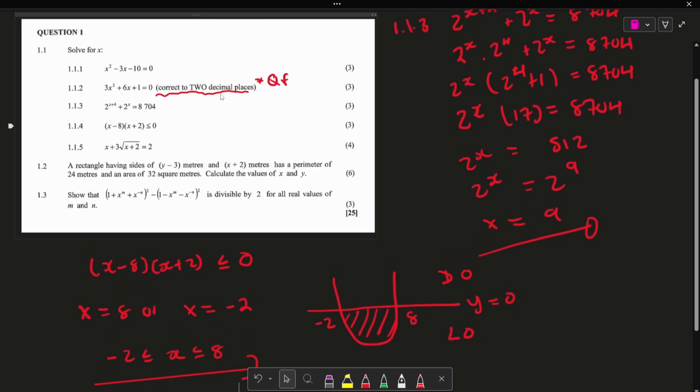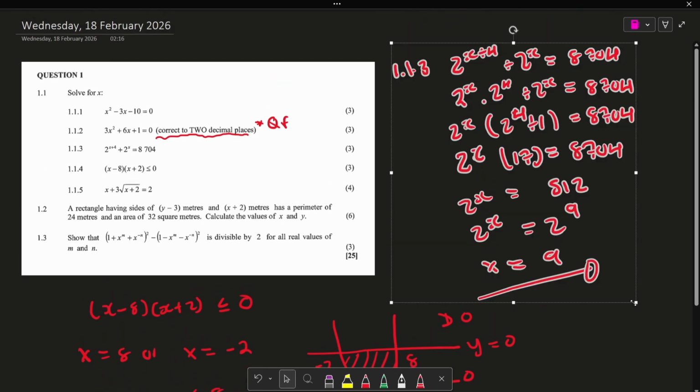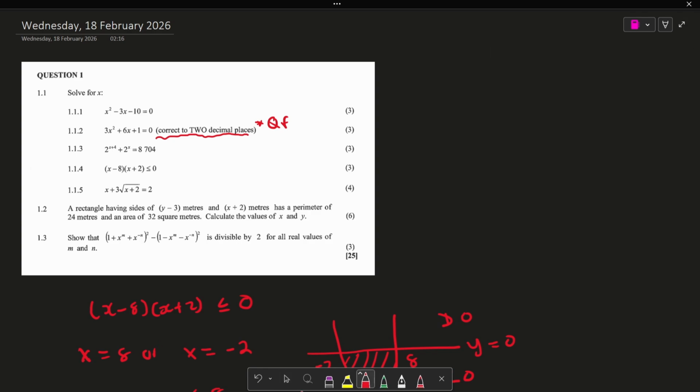Okay, let's look at 1.1.5, which is also the same thing. It's not too hard. It's just basic algebra. Okay, so here we're going to have it like this.